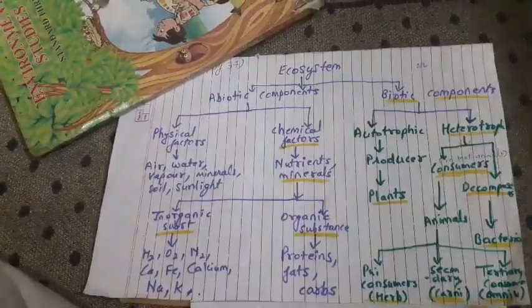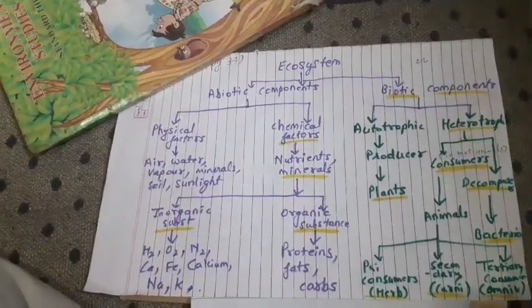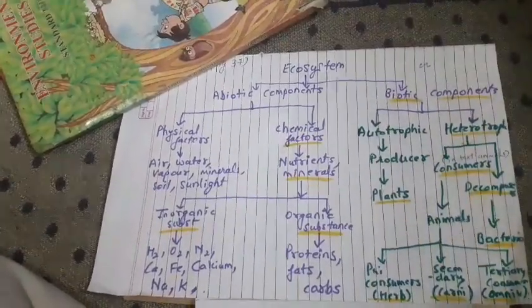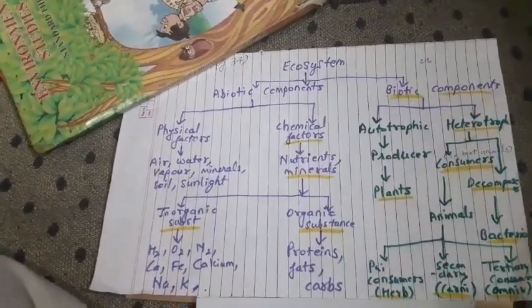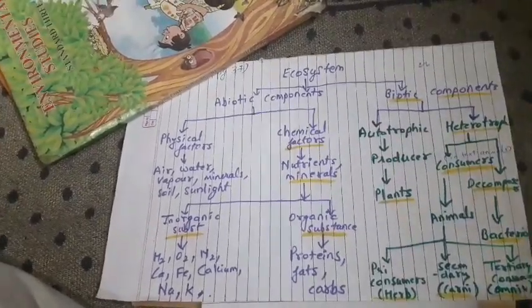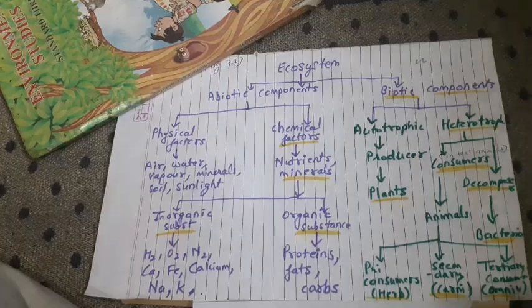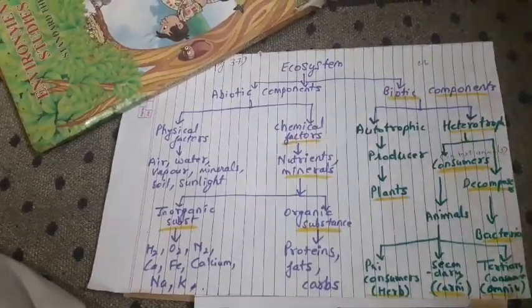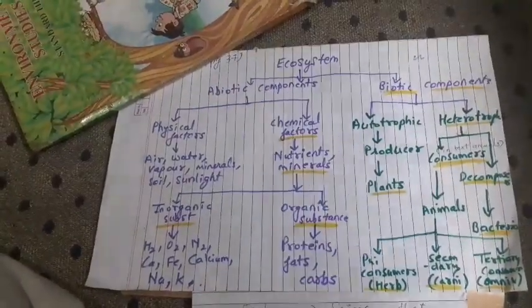Abiotic components are further divided into two types: physical factors and chemical factors, or physical components and chemical components. Now the word physical means something which you can see, hear, smell, or feel. That is why we call them physical.